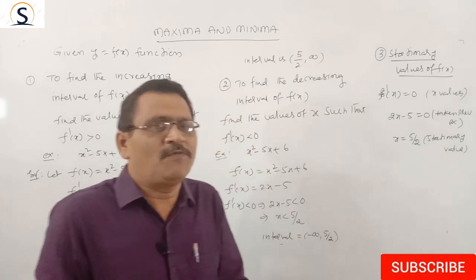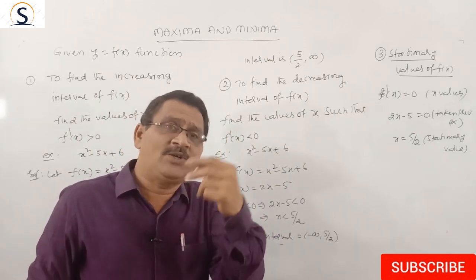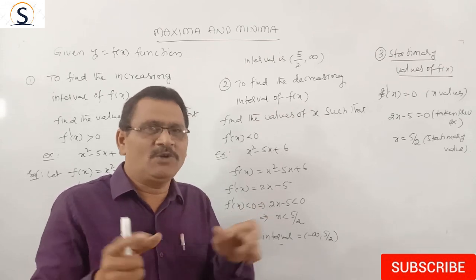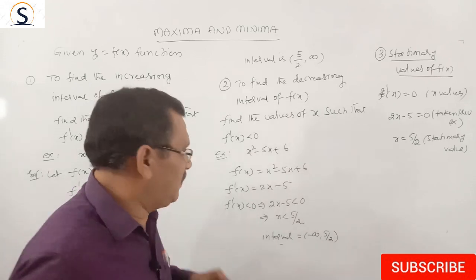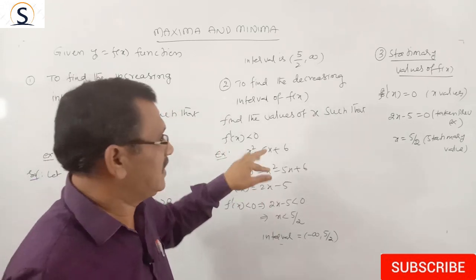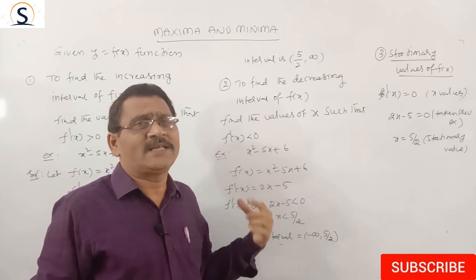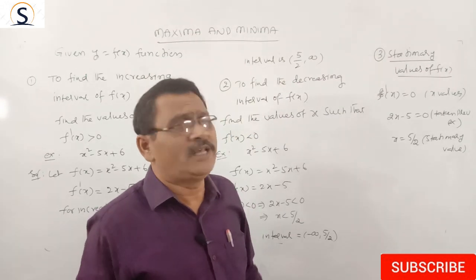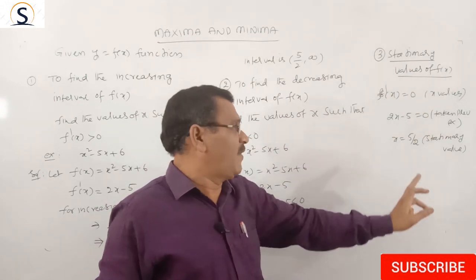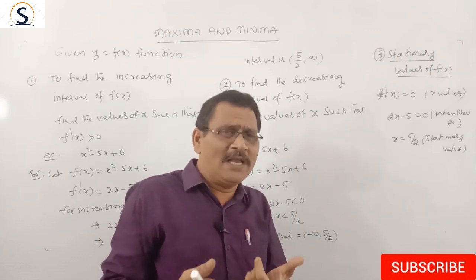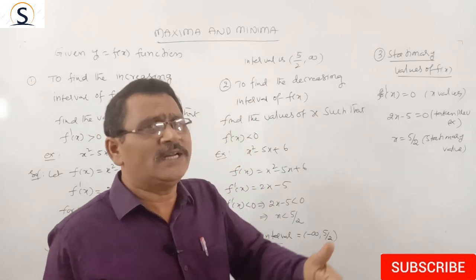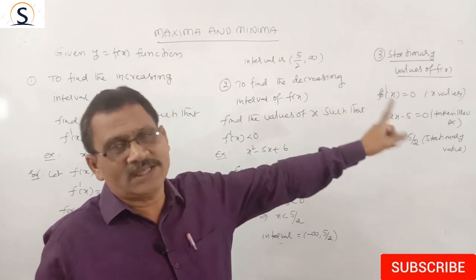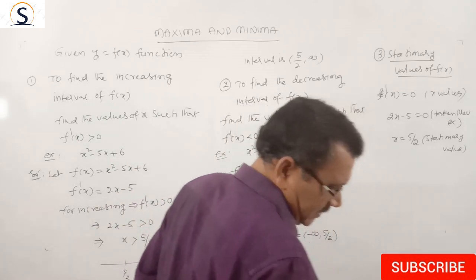Now remember, to find the increasing interval of a given function f of x, find f dash of x and set it greater than 0. Resolve into factors, then find the x value. Similarly, for decreasing, f dash of x is less than 0. Resolve into factors and find the x value. You get some interval. And for stationary values of the given function, equate f dash x to 0 and find the x values. You may get two values, three values or a single value, depending on the degree of the function given. Now, increasing, decreasing and stationary values. Next.